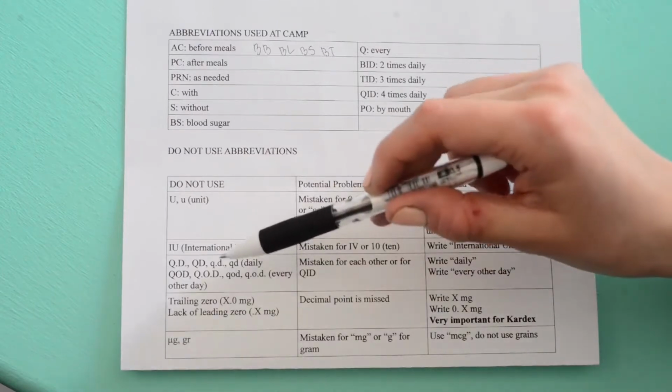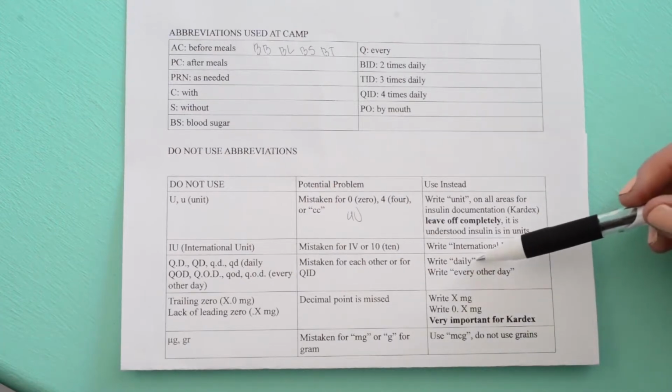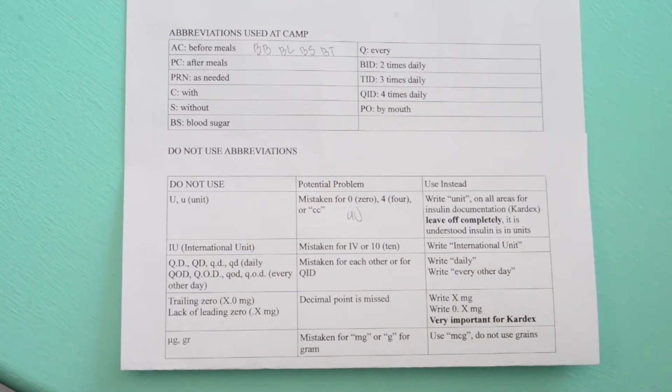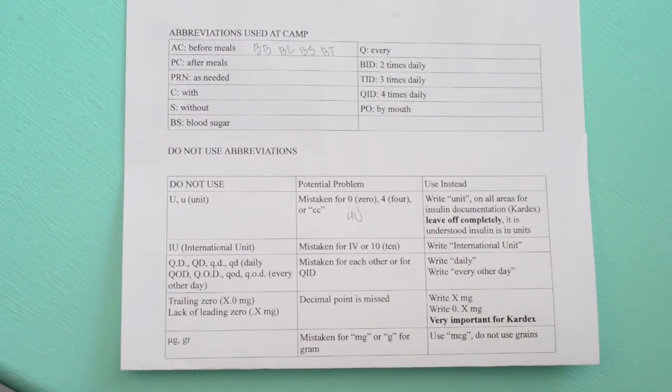The next is QD and QOD. We don't use these because they're often mistaken for QID or for each other. So it's always a good habit, please write daily or every other day. Especially important for our PO meds, make sure you write the full word daily.